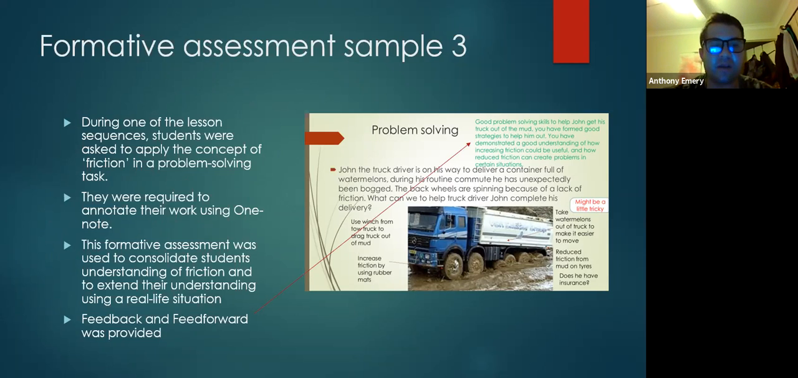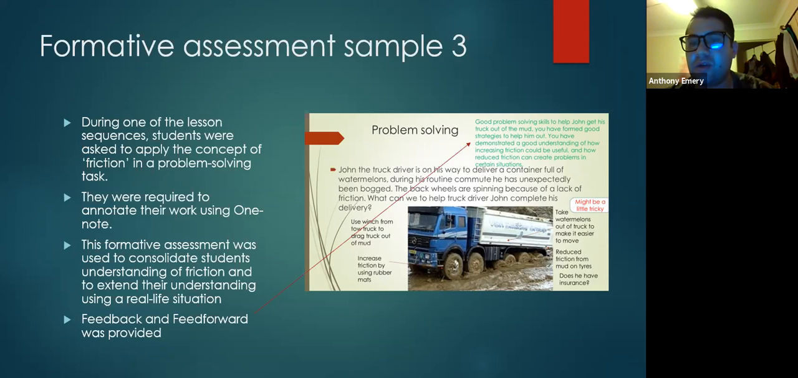Okay, so the truck had watermelons in it, and a few of their solutions was to empty it out to reduce the amount of weight in it, so the amount of gravity that was pulling that truck to the ground. Students also suggested using a winch on a tow truck to pull it, and putting rubber mats under the tires to increase friction was another example of a solution that they used.